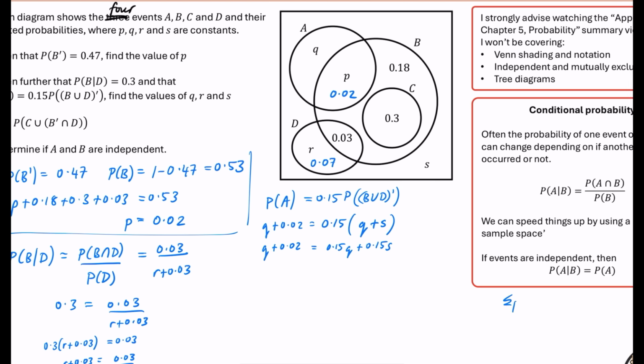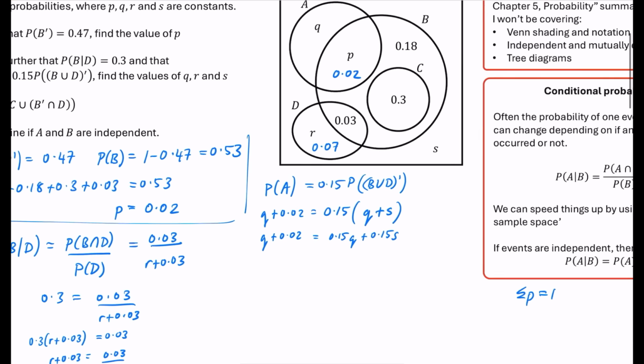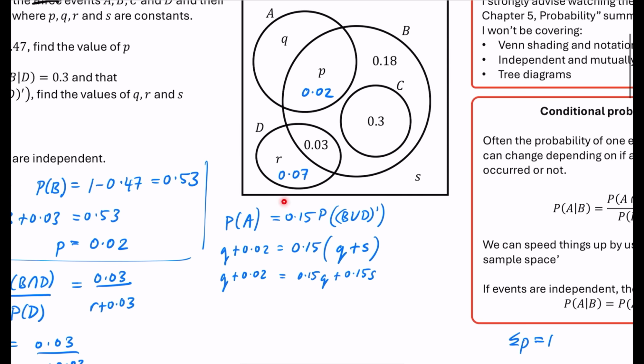We know that the sum of all the probabilities must be 1, okay? So all of these probabilities that we've got here have to add up to 1. So I'm going to now say, using the sum of the probabilities being 1, what's that going to be? We're going to have Q. I'm going to add up all the numbers on my calculator to save a bit of time. So it's 0.02, 0.03, 0.07, 0.18, and 0.3, that is 0.6. So Q plus 0.6 plus S, which is on the outside, is equal to 1. So we get Q plus S equals 0.4.